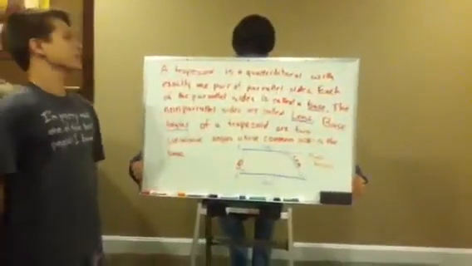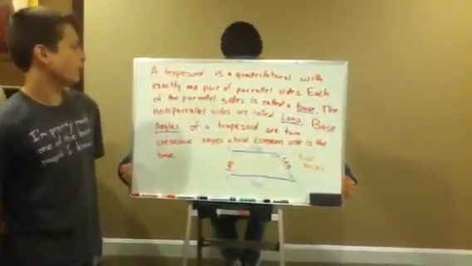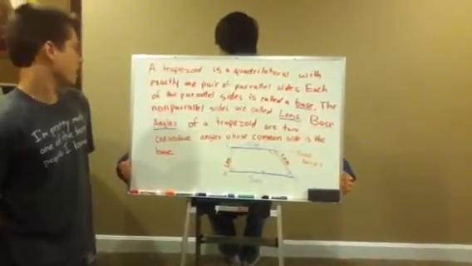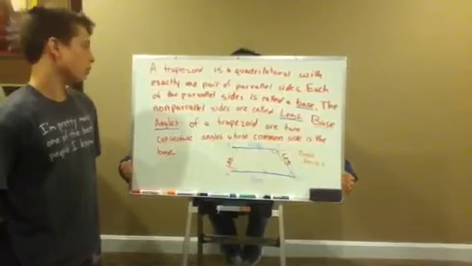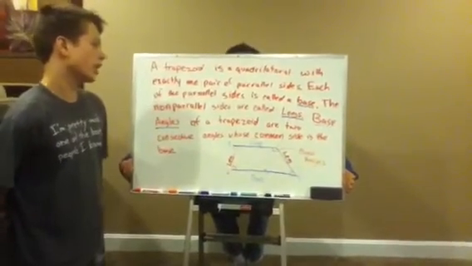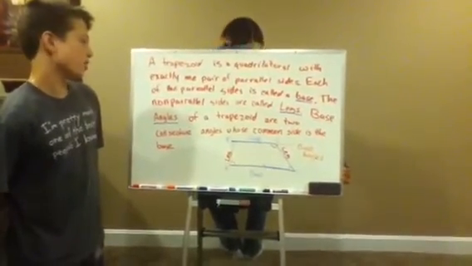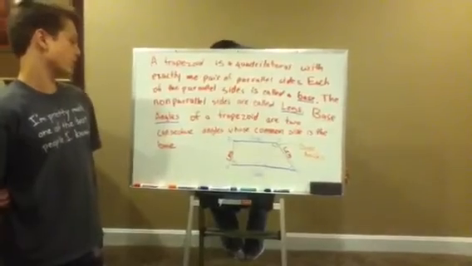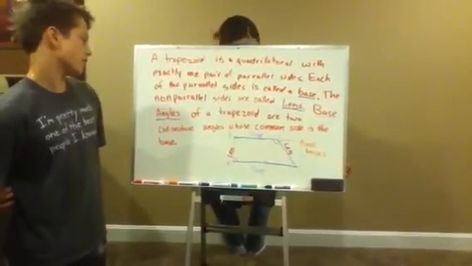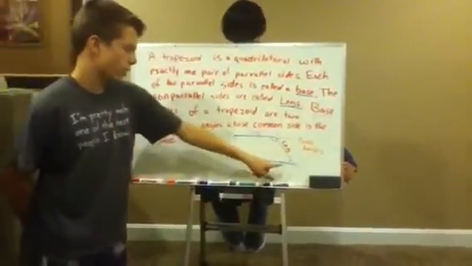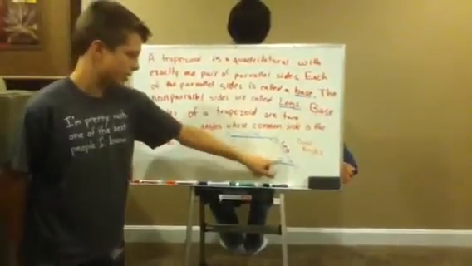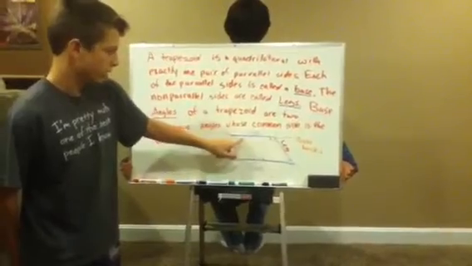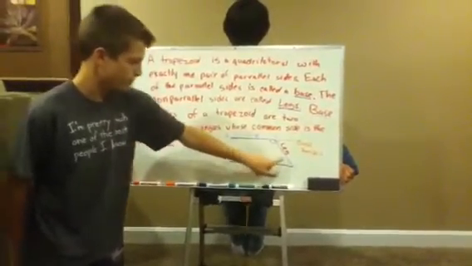A trapezoid is a quadrilateral with exactly one pair of parallel sides. Each of the parallel sides is called a base. The non-parallel sides are called legs. Base angles of a trapezoid are two consecutive angles whose common side is the base. So here we have our base, and then here are the legs, and then the base angles that share a side with the base.